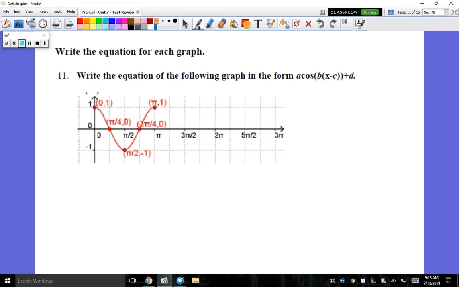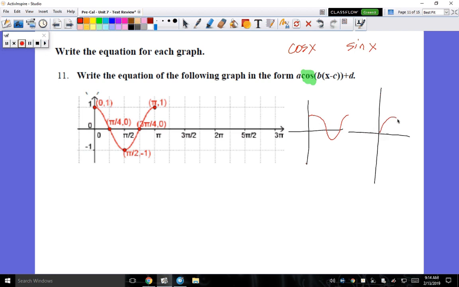Okay, so number 11 says write the equation for each graph. We're going to write the equation for the following graph. And very important, especially for the test, you want to make sure you identify what it is that you're looking at. Are you asked to graph something cosine, or are you asked to graph something sine? Remember that if you're looking at cosine and sine, cosine will start at 1, and a period would look like that, and sine would start at 0, and 1 period would look like that.